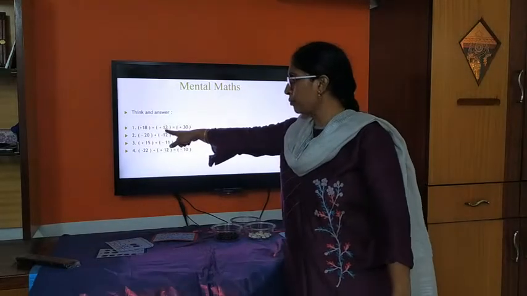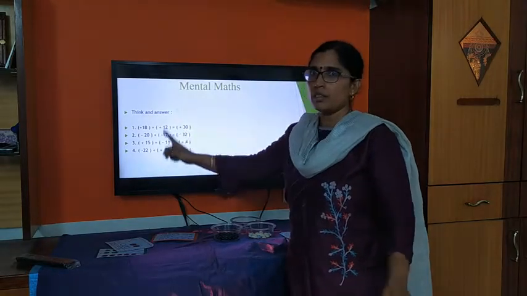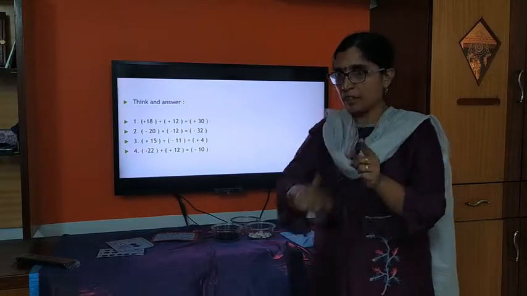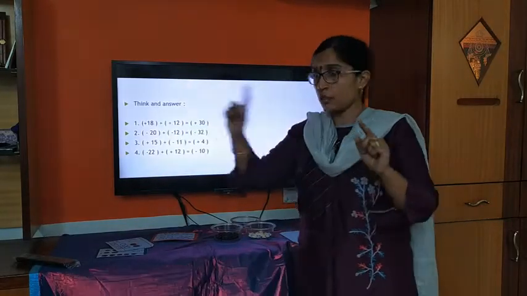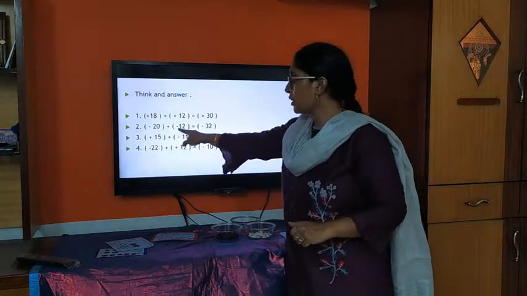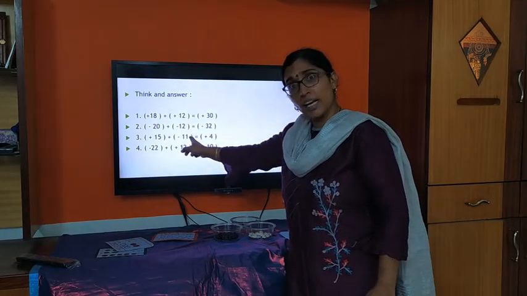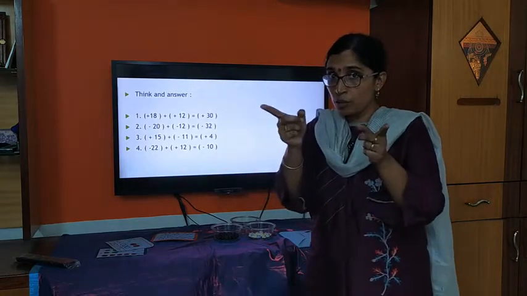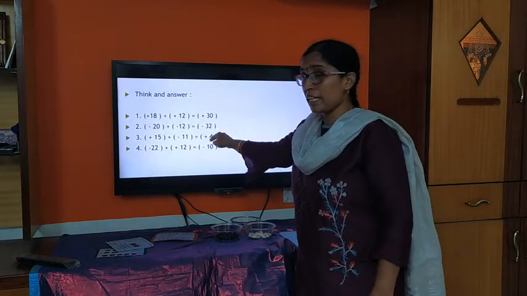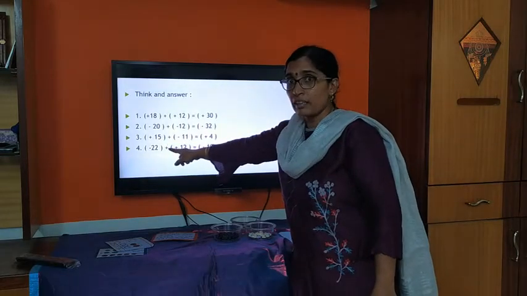Yes, first problem. Okay? First problem is plus 18 plus 12. So here both the signs are positive. So what you have to do? Add, right? So 18 plus 12, 30. What is the sign of the sum? It will be positive itself. Now what is the second one? Minus 20, minus 12. Yes, both are negative. So if both the signs are negative, then also you should add. So what is 20 plus 12? 32. What is the sign of this 32? Minus itself. Okay.